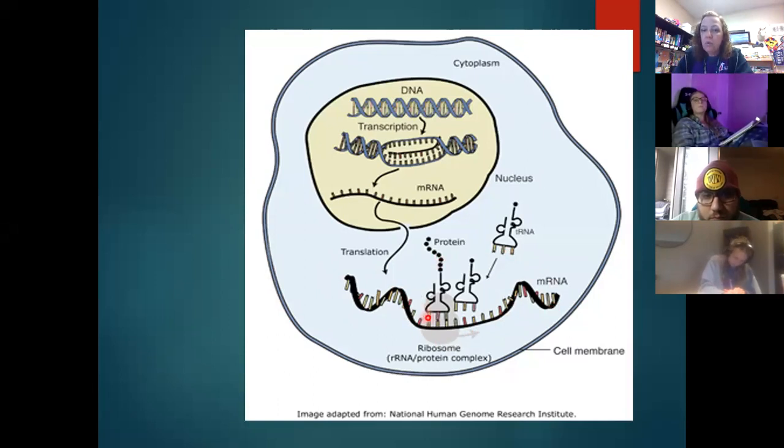These ribosomes are encouraged to come down and read the recipe. And by reading the recipe, they are then able to make the protein. So the RNA and the ribosome are two completely separate structures that work together to make the protein.